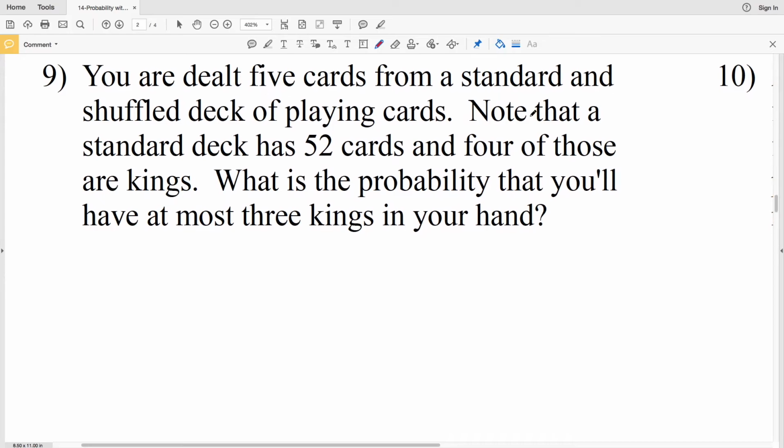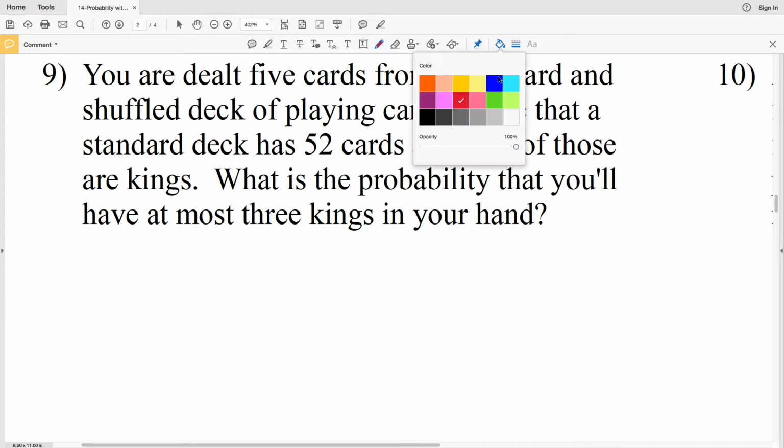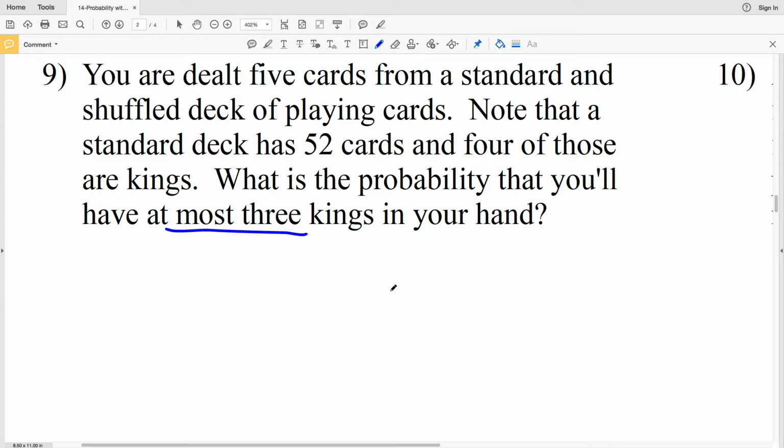In number 9, it says that you are dealt 5 cards from a standard and shuffled deck of playing cards. So all the cards have the exact same probability of being drawn. So the question we're asked is, what is the probability that you'll have at most 3 kings? So that means we could have 1 king in our hand, 2 kings in our hand, or 3 kings in our hand. However, since there's 4 kings total, it would be much easier to subtract the probability from 1. So let's look at the chance that not at most we'll have 3 kings, but that we will have more than 3 kings.